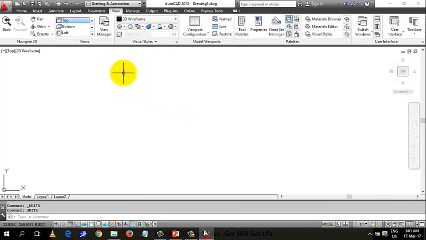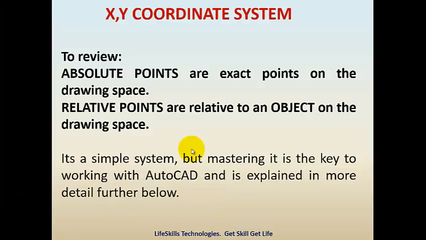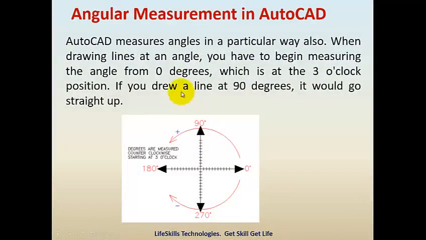Now, let's see what we can do with relative and absolute coordinates. I will postpone that until we get to our exercise. But just know the difference between the absolute point and the relative point. Now let's come to angular measurement in AutoCAD.